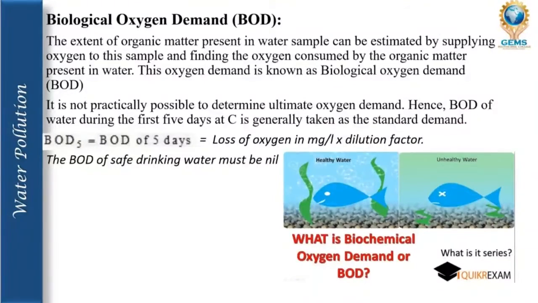So what is the biochemical oxygen demand or BOD? Healthy water, unhealthy water. When the biological oxygen demand is high in the water, as I said, the creatures living inside the water will be in trouble and cannot survive, because the oxygen content present in the water will be very less. Because of that, the animals tend to die, and that is a major impact on the aquatic creatures.